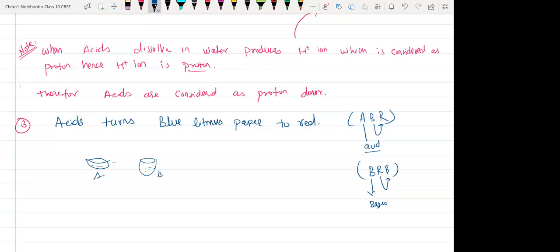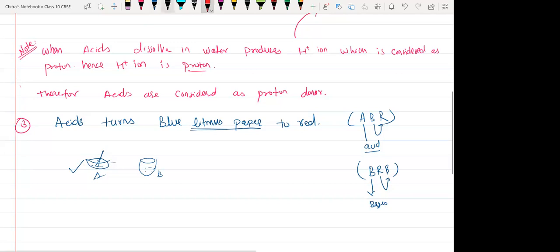Suppose we dip a blue litmus paper here, if it turns red, then that one is acid. So without dissolving in water, we can identify whether the given substance is acid or base with the help of the litmus paper test. Acids are substances which, when tested by litmus paper, turn blue litmus paper to red. If they turn blue litmus to red, that means they are acid.